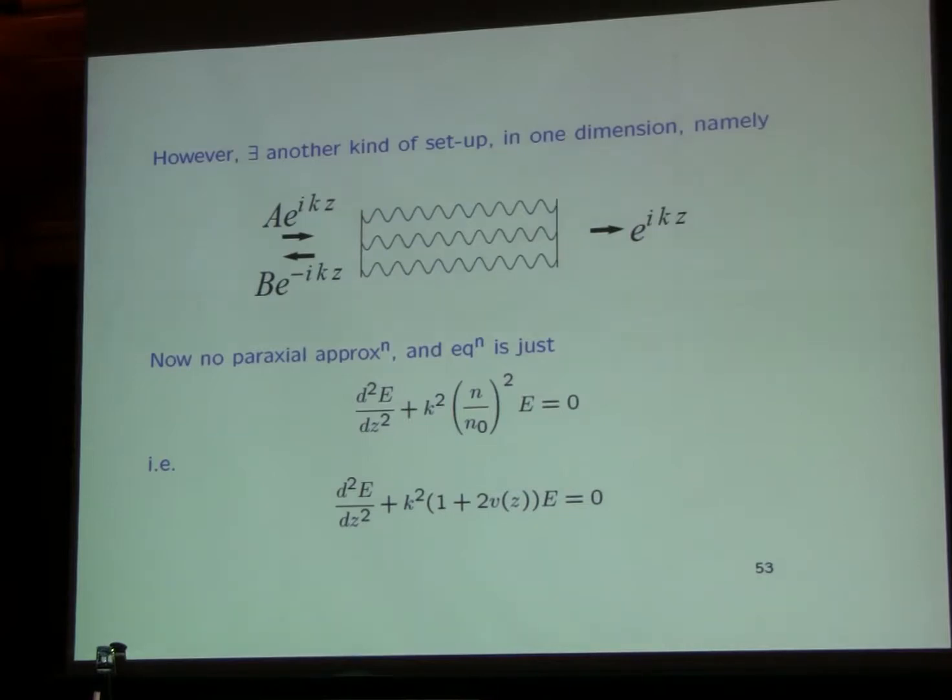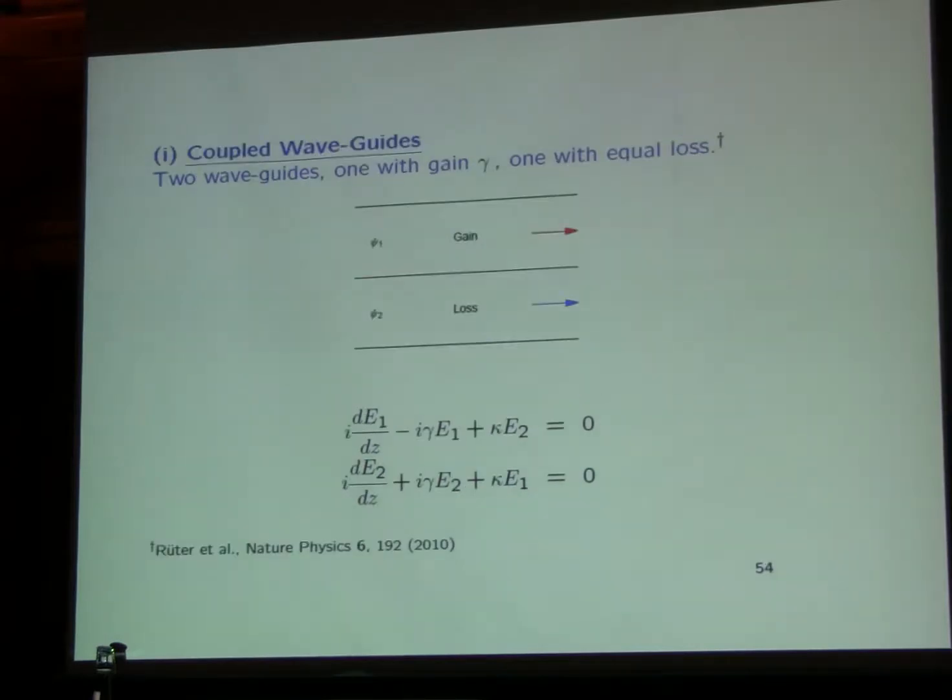And so now we're going to talk about transmission and reflection coefficients. And in fact, there's no approximation. We just take the equation as it stands, so it's like a time-independent Schrödinger equation, if you like. And we look at various setups. The first one that was looked at was by these people, which was two coupled waveguides, one with gain and one with loss. You just have a single mode in each one, and you get these rather simple equations, which obviously you can solve.